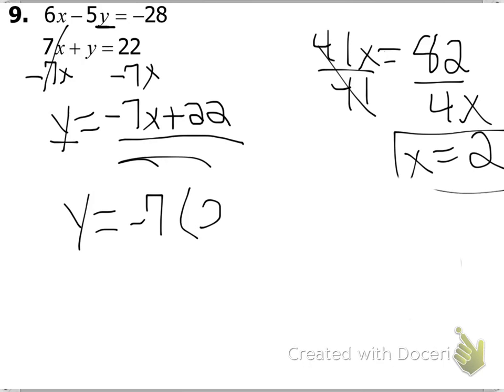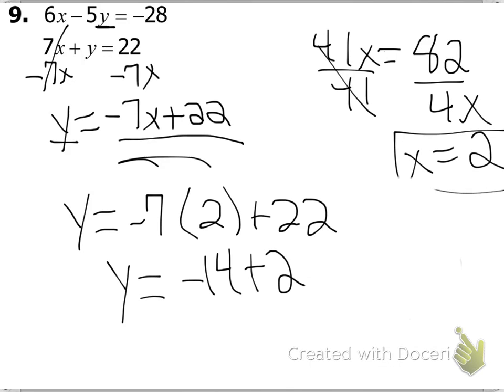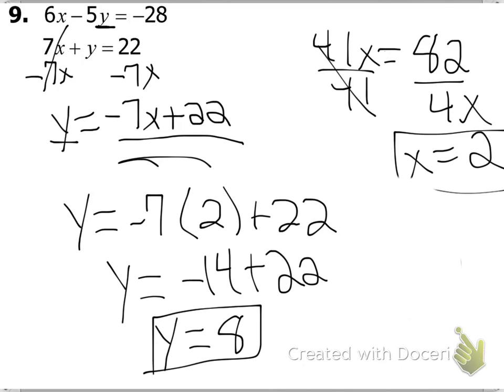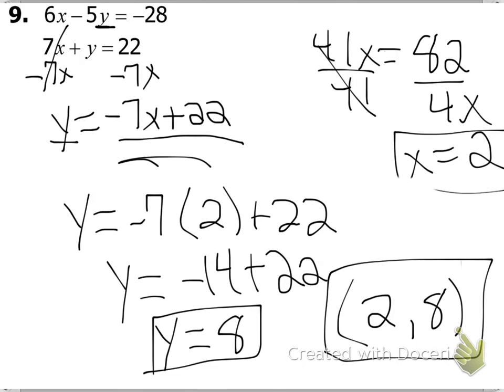So I'm plugging 2 in for x. Negative 7 times 2. Negative 14. Negative 14 plus 22. 8. Positive 8. So what's my ordered pair? 2, 8. Questions on number 9? Questions on 9?